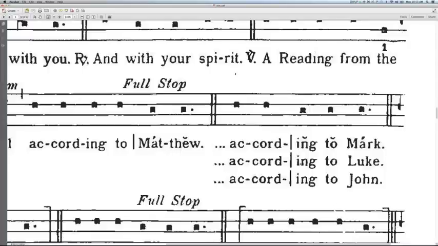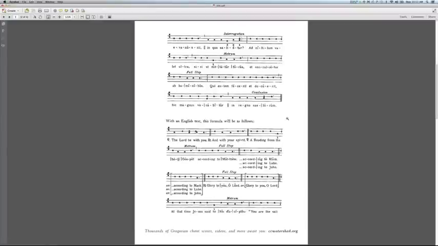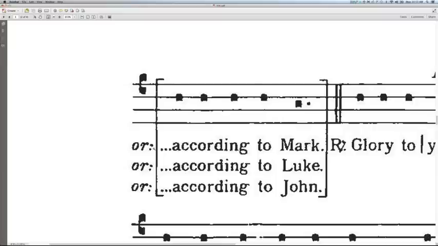They're all listed there. I wouldn't do it the way he suggests, by the way. I would do according to Mark, or according to Luke, or according to John. This is Jurgens, how he applies the rules in the Liber to English. You can do what you like. Oh, I see. He even says right here that my way is fine as well.